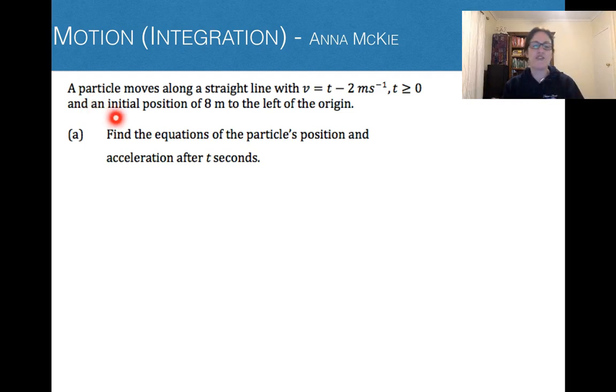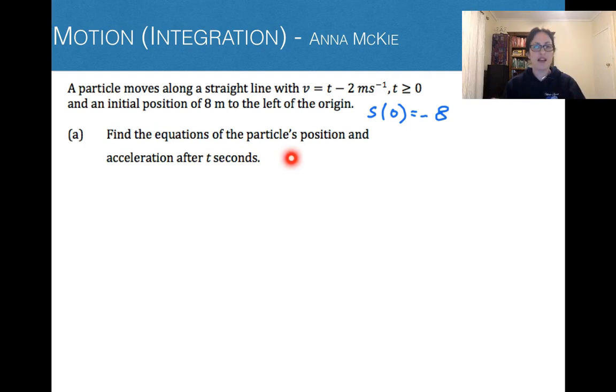We've got this one example and we've got a few parts to it. A particle moves along a straight line with this formula, v for the velocity is equal to t take 2 meters per second for time greater than 0, and an initial position of 8 meters to the left of the origin. Just to refresh, initial position means when t is equal to 0. So our displacement function is s. When t is equal to 0, we will have 8 meters to the left of the origin, which means s(0) will be -8. That will come in handy.